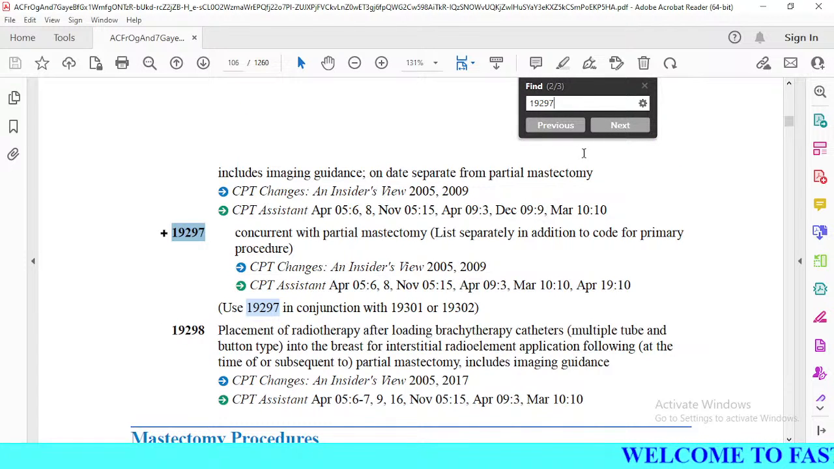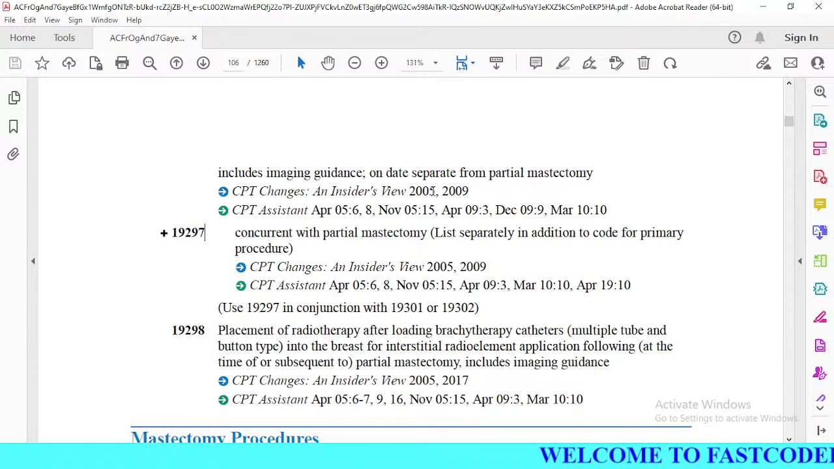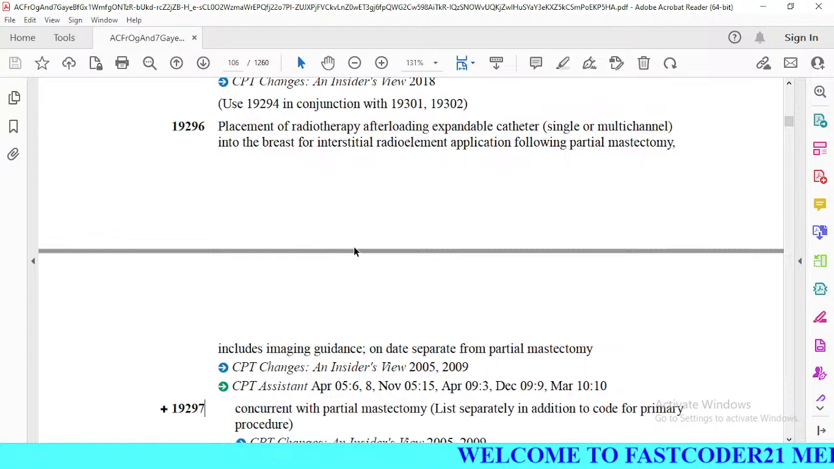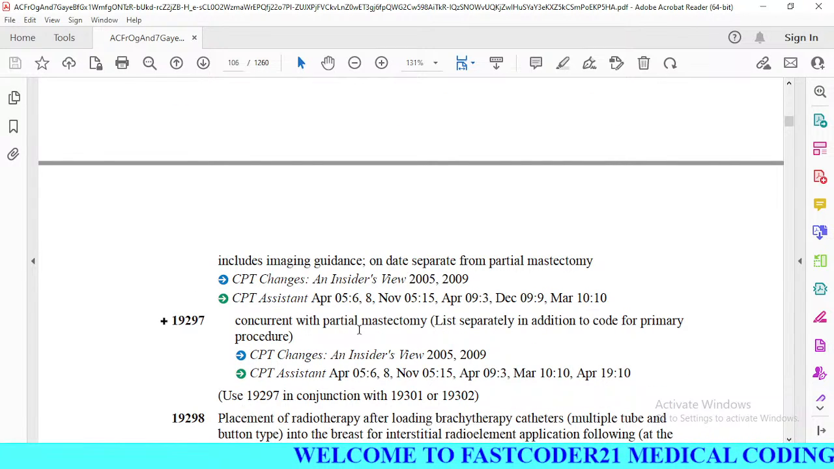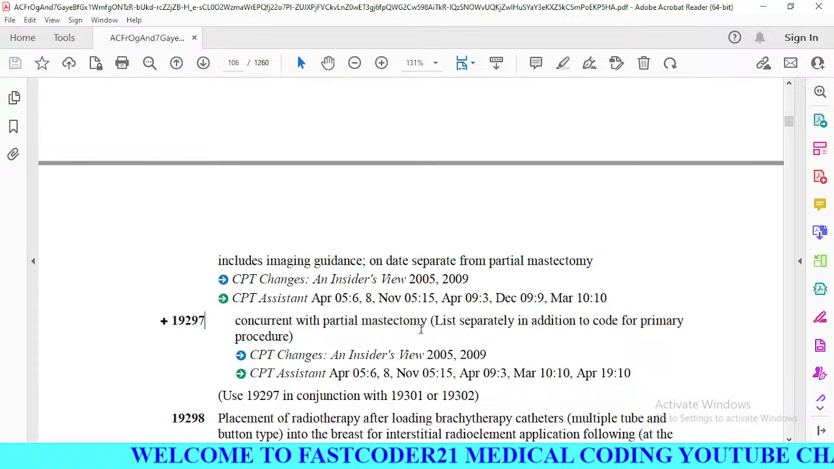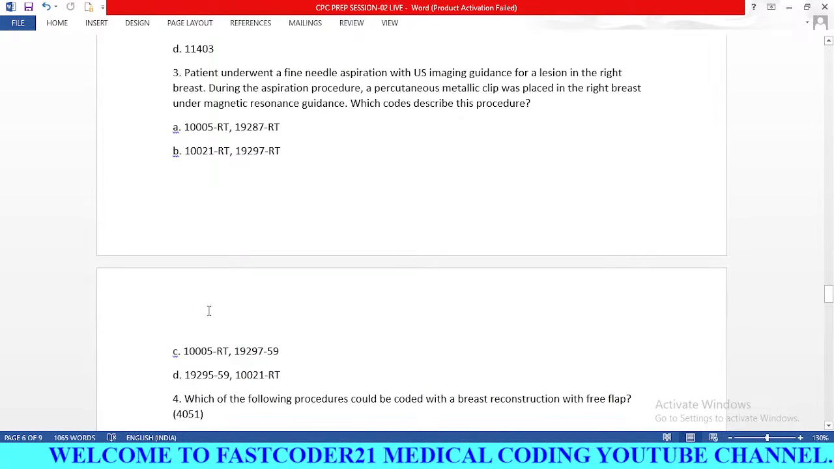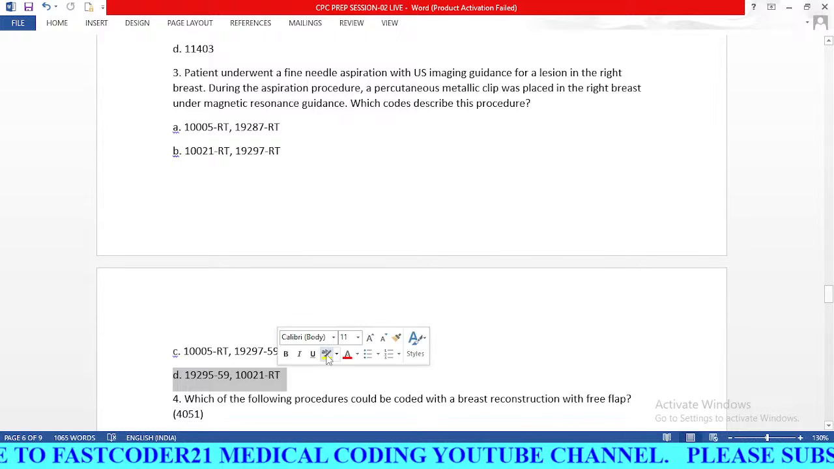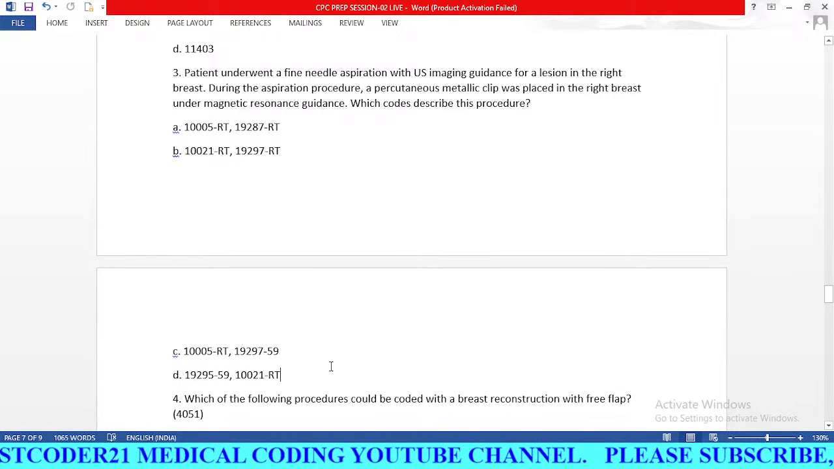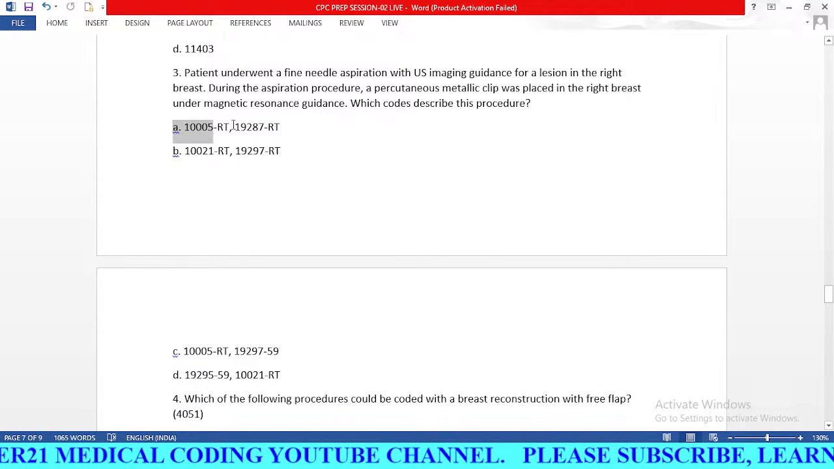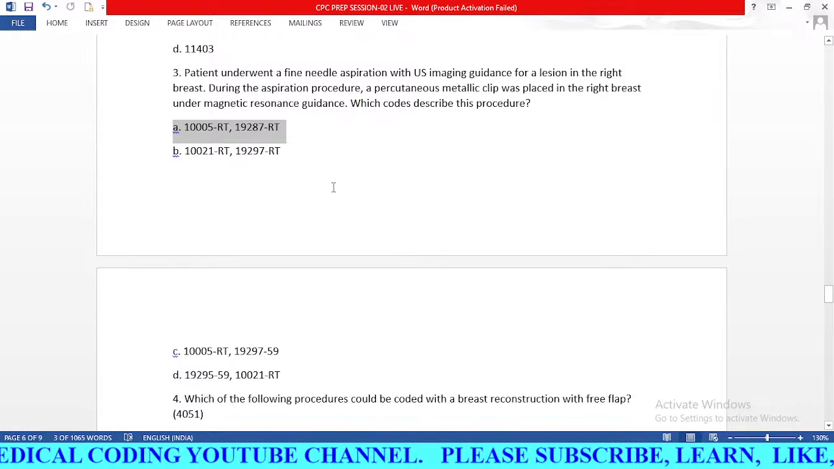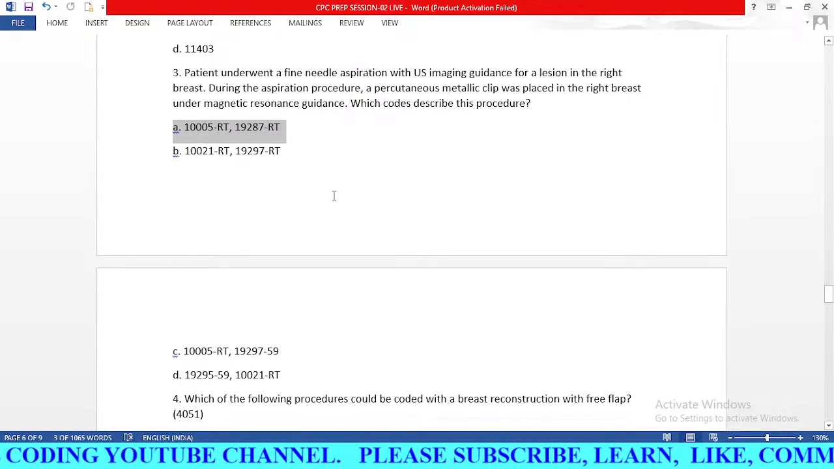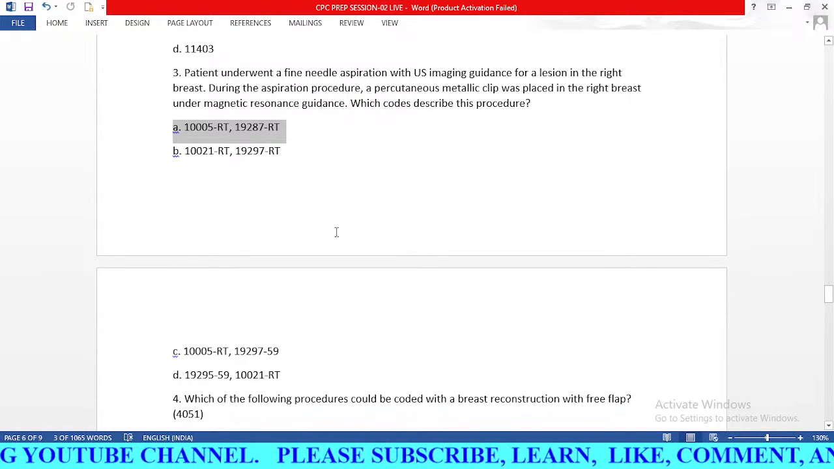Here this is a different description or different code. This is like implant or catheter placement concurrent with partial mastectomy. As in our question there is no mastectomy, so this code is wrong. These both are not related to our question. So here our answer is 10005 RT, 19287 RT.